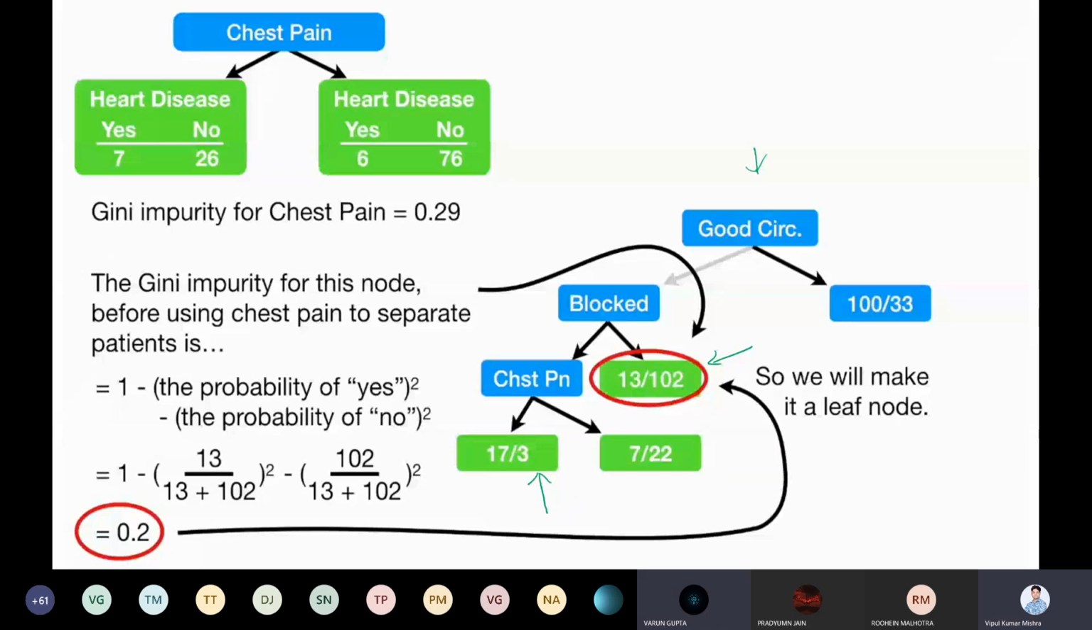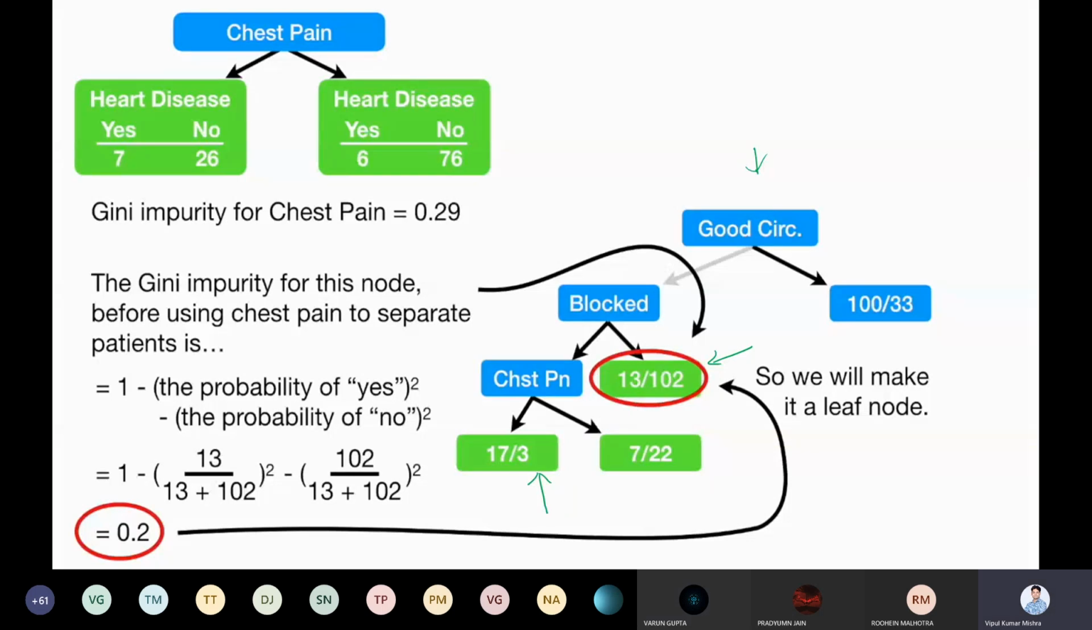Sir, whenever we break a node, do we have to check at every node whether to divide further or not? Yes, definitely. Each and every node we have to check it out. This computation will repeat again and again on the remaining data, whatever the remaining data is.